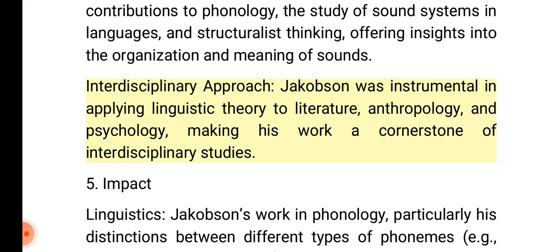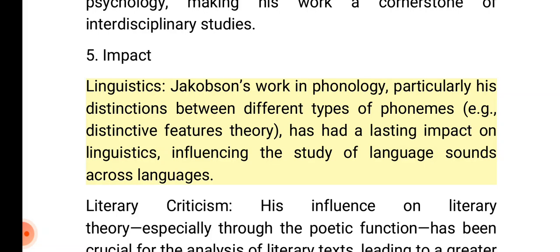Interdisciplinary approach. Jakobson was instrumental in applying linguistic theory to literature, anthropology, and psychology, making his work a cornerstone of interdisciplinary studies. 5. Impact. Linguistics. Jakobson's work in phonology, particularly his distinctions between different types of phonemes, e.g., distinctive features theory, has had a lasting impact on linguistics, influencing the study of language sounds across languages.